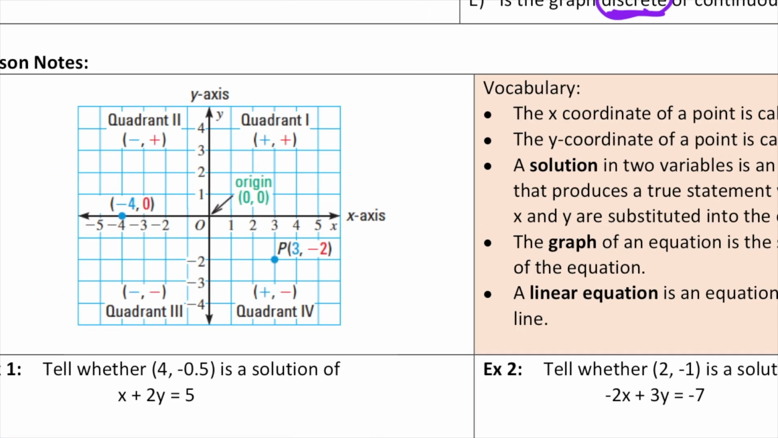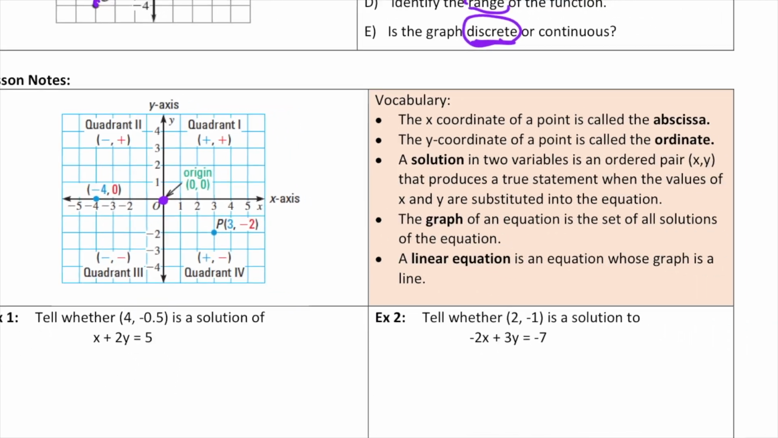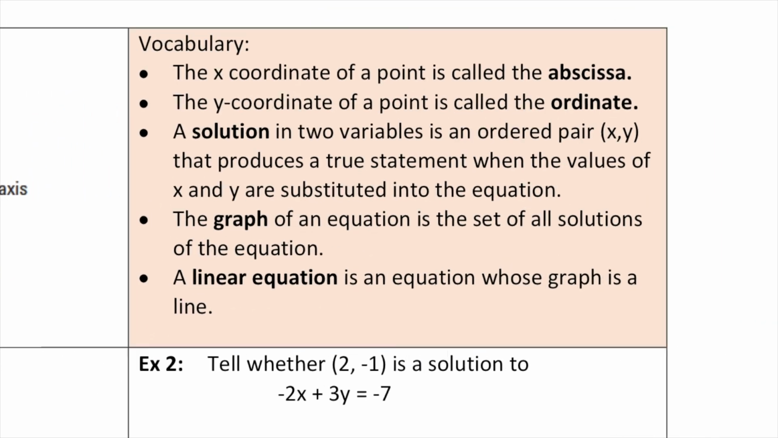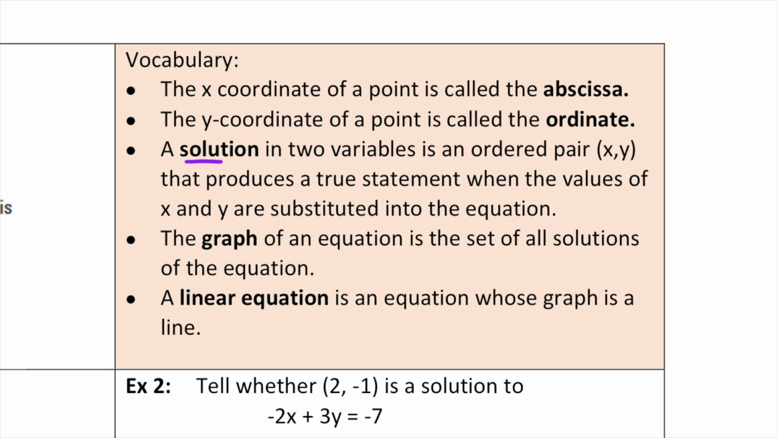Here's a reminder. The origin is called 0, 0. And that is where your x and y axis intersect. A solution to an equation is an ordered pair xy that gives you a true statement. Now, the graph of the equation is a set of all the solutions possible. And a linear equation is an equation whose graph is a line.